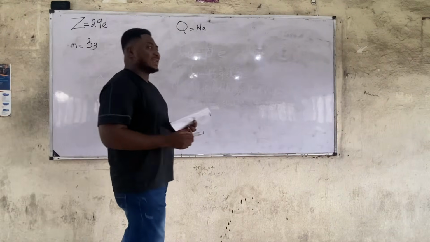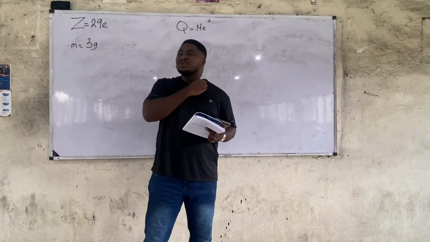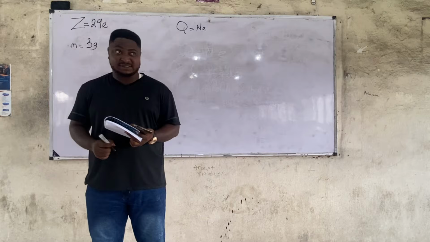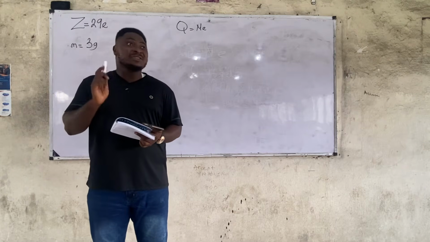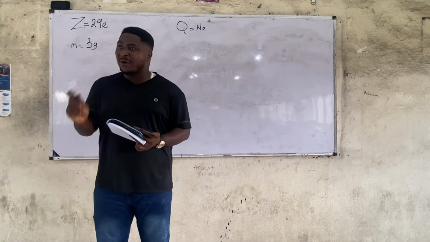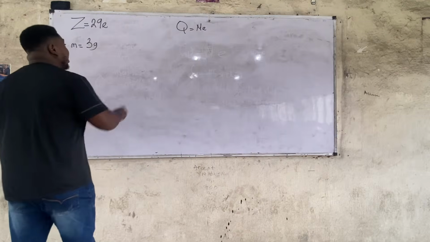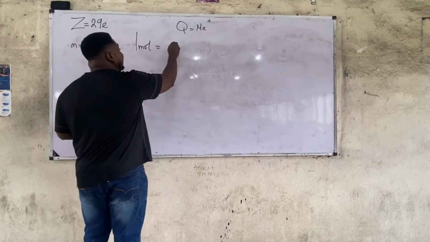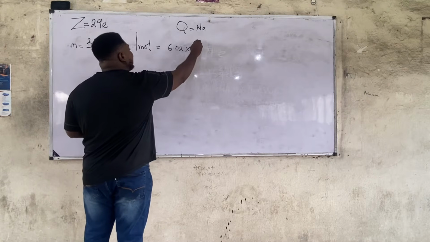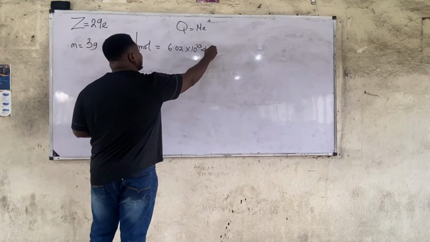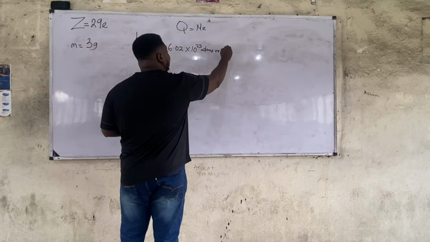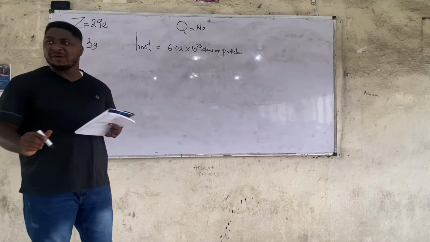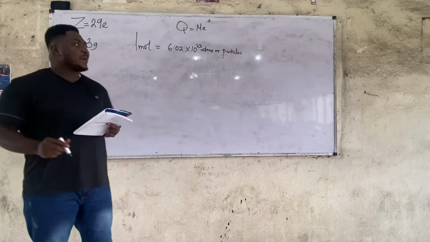Class, we need to ask ourselves, how many atoms of copper can be found in 3 grams of copper? Class, follow me. Based on Avogadro's number, we know that 1 mole of any element or any substance contains 6.02 times 10 raised to the power 23 atoms or particles.